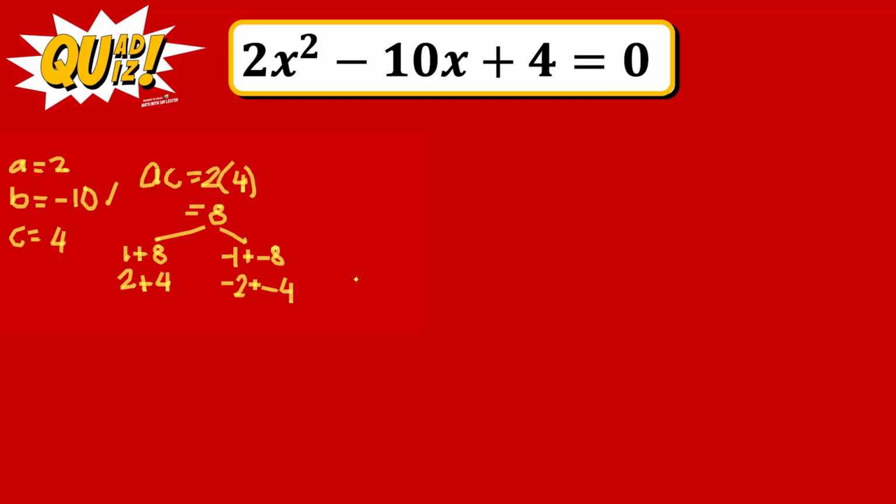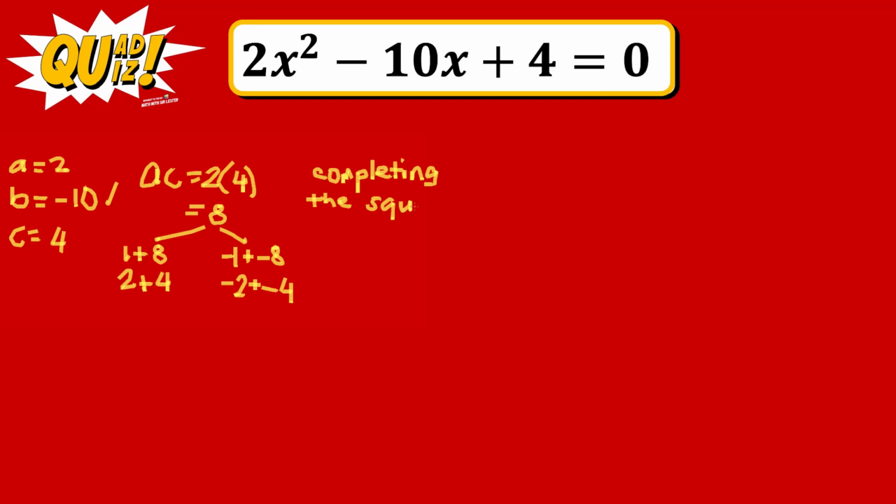For -1 times -8 is +8, and their sum is -9, but it's not -10. Hence, none of these 4 could satisfy the process of identifying whether the given trinomial is factorable or not. This would mean it's not factorable, and we use the remaining method, the completing the square method. The completing the square method allows us to pick an appropriate value for the constant. It's the constant that we are going to change.